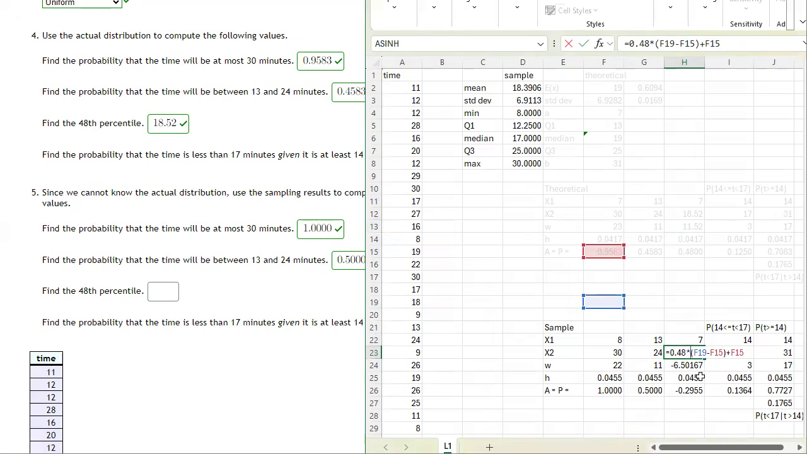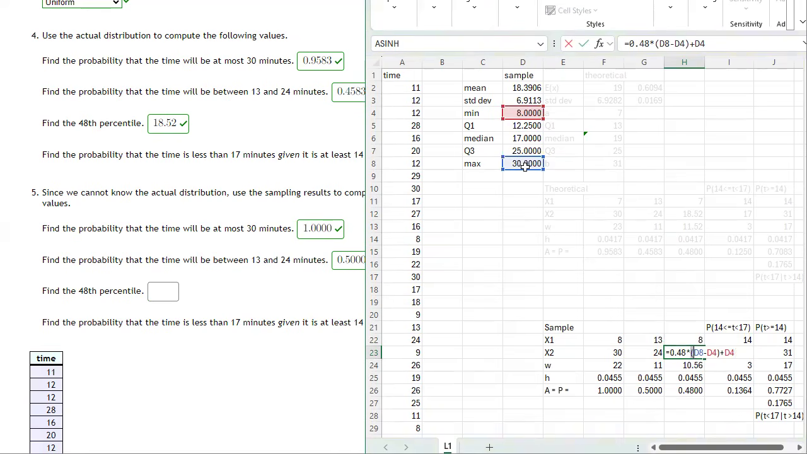So down here, we have to modify this. We want the 48th percentile, so that's 0.48 still. But this should be the sample's maximum value, which is 30. This should be the sample's minimum value, which is 8. And this should be, again, the sample's minimum value, 8. We're using the sample, and this X1 is the minimum value of the sample, so it should be 8.